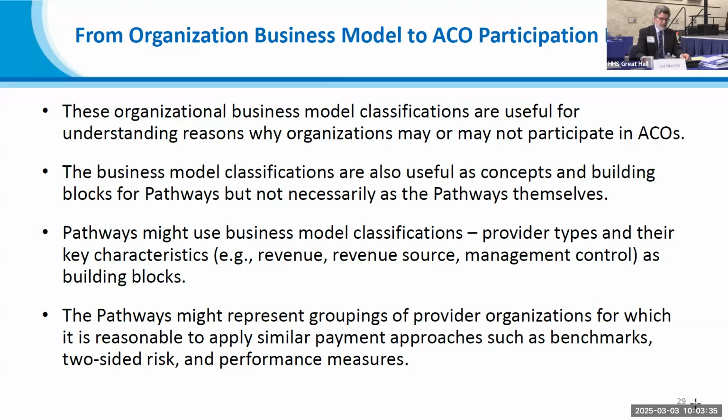We suspect organizational business model characteristics are useful for pathway development because they help explain why organizations may or may not participate in alternative payment models. As such, key business model characteristics like revenue source and management control could serve as the pathway building blocks for grouping like entities into pathways that best fit their business characteristics, and where it's reasonable to apply similar payment approaches such as benchmarks, two-sided risk, and performance measures in the pathway for those entities.